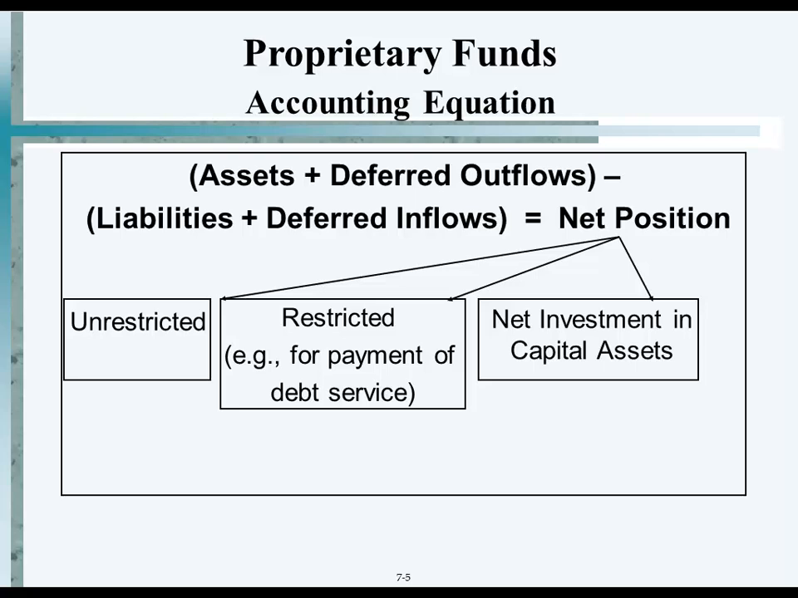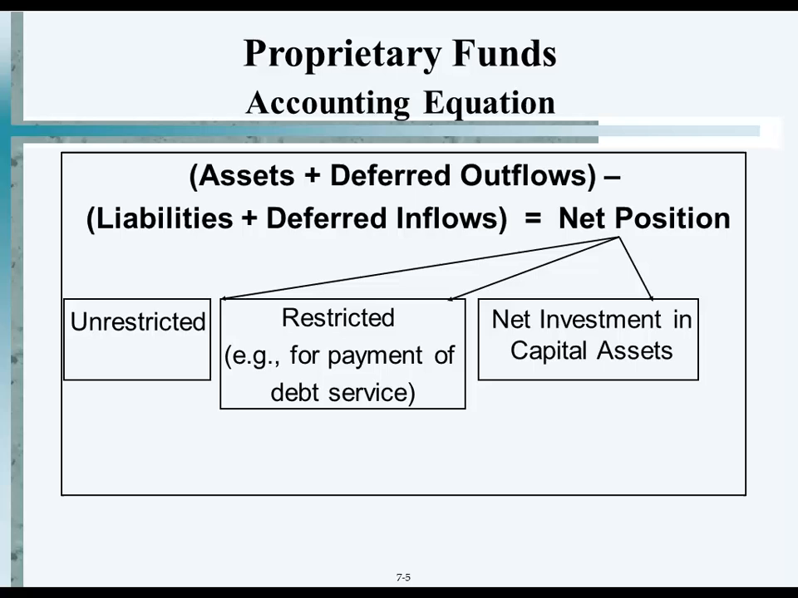And that net position of the government is divided into three different areas: unrestricted, restricted, and net investment in capital assets. Something that you're not used to, which we'll talk about very briefly. By the way, you notice I've always skimmed through this part about deferred outflows and deferred inflows. Basically what that deals with are revenues that either are received in advance or will be received in future periods. That's what we talk about when we talk about deferred inflows.